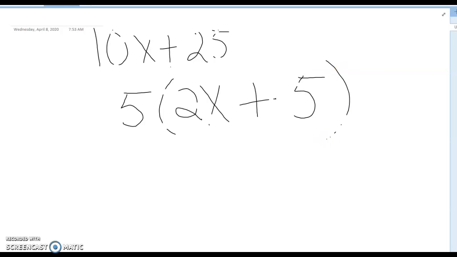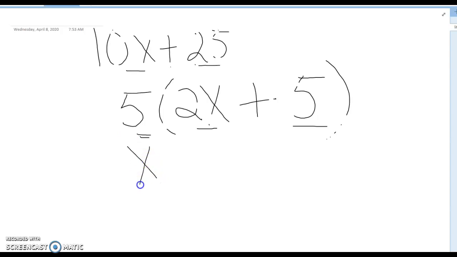And remember, conscientious students always go back and check their work. So if I were to use the distributive property, I would do 5 times 2x, which is 10x, and 5 times 5, which is 25. So I know that I've done it correctly.